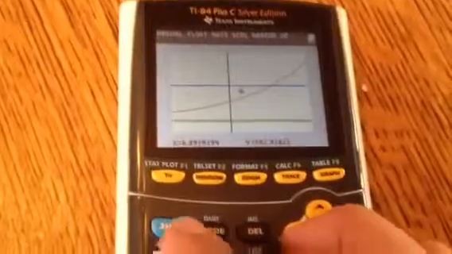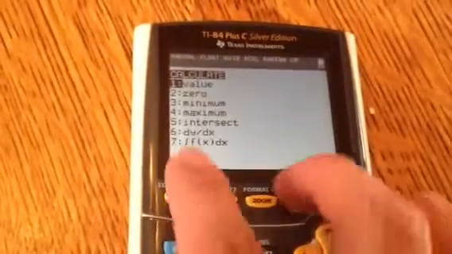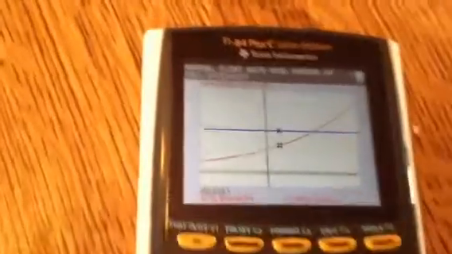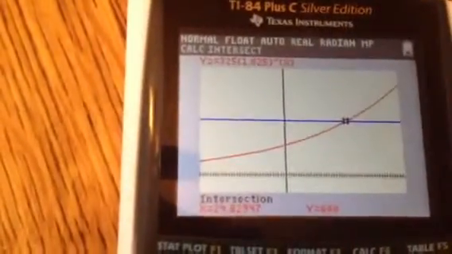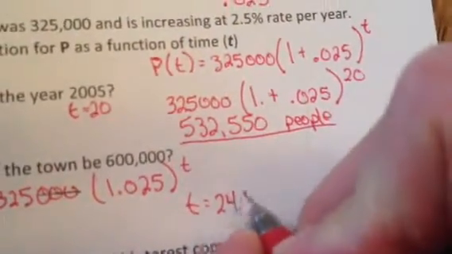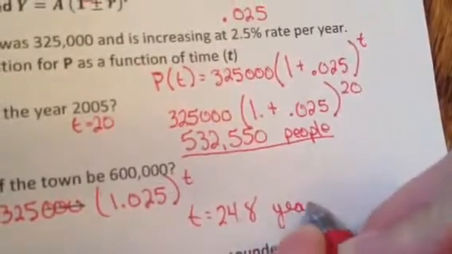All right, now what I'm going to do is press second trace for the calc option. I'm going to choose 5 for intersect. And at this point, I just have to hit enter 3 times and look at the x value, and I get 24.8. So when I'm done, I'm going to say that my t is about 24.8 years.